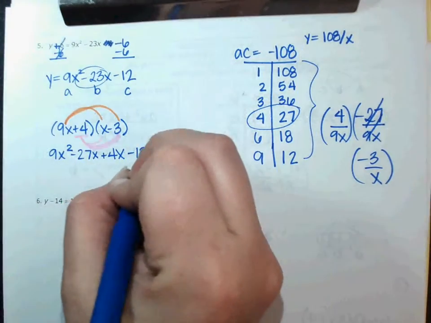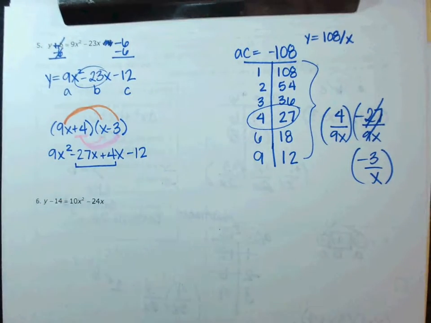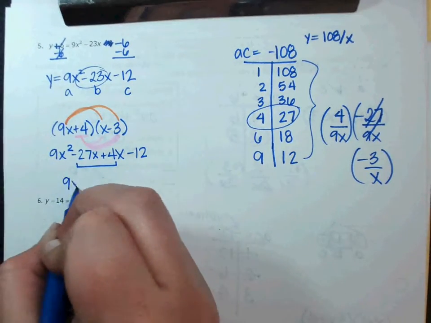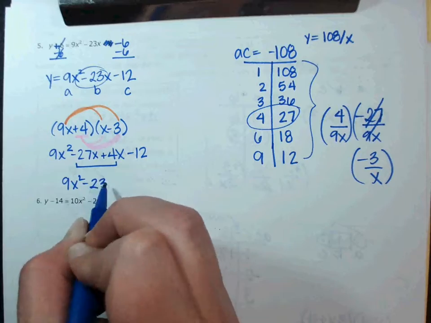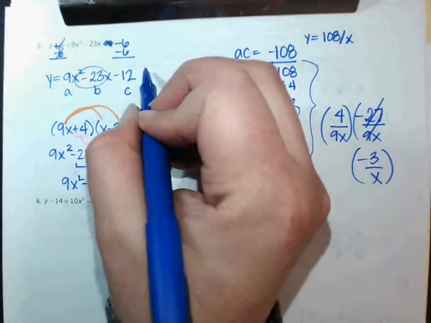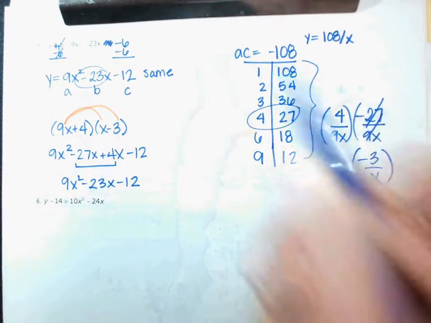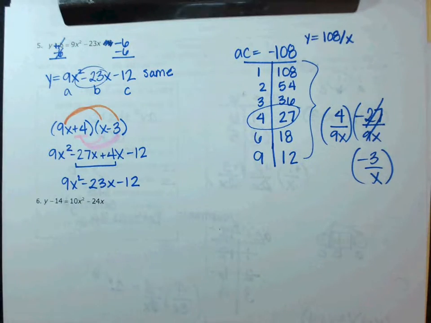-12. Then I combine these two in the middle. What's -27 plus 4? -23x minus 12. Do you see how that's the same? Okay, so if you ever want to check your work and see if you did it right, okay, boom, there you go. You can do it.